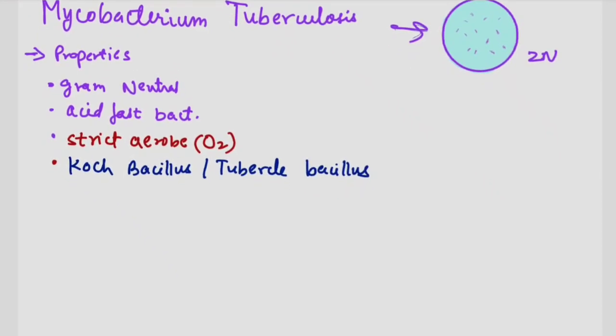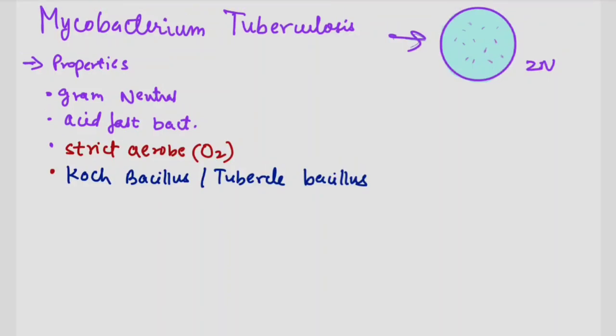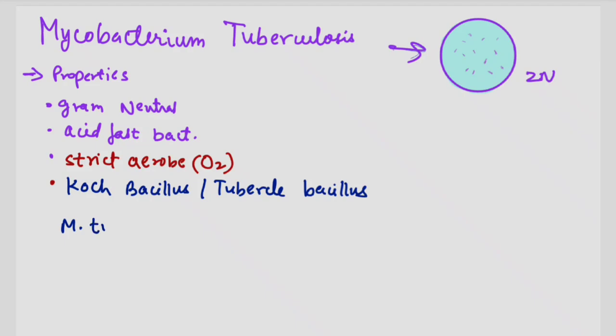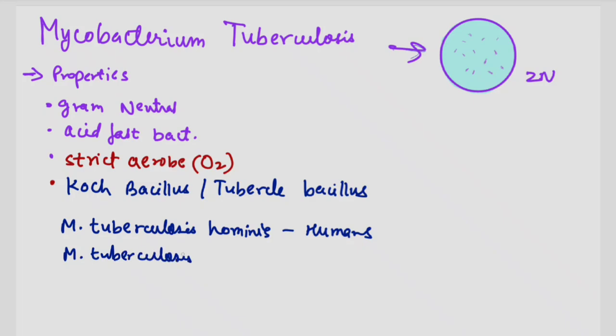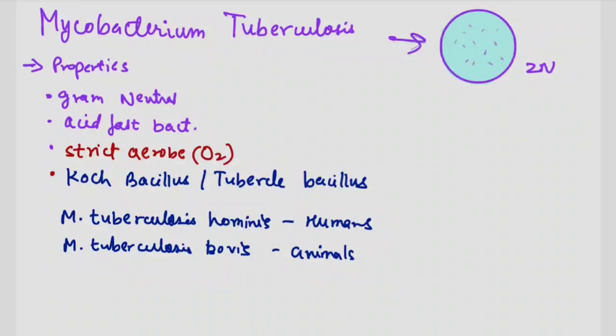It has some species and its own strains, including Mycobacterium tuberculosis hominis, which infects humans, and Mycobacterium tuberculosis bovis, which is generally found in animals, but it can also infect humans if we consume unpasteurized milk. So it was seen more in earlier times.